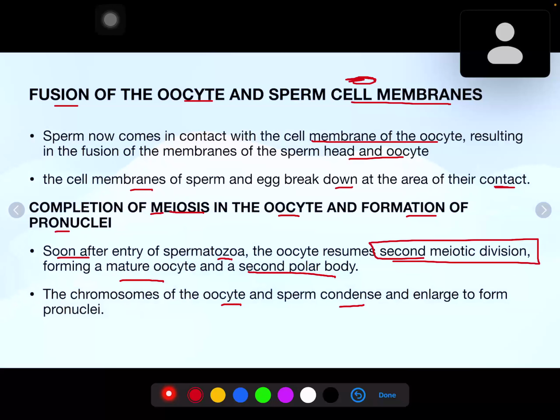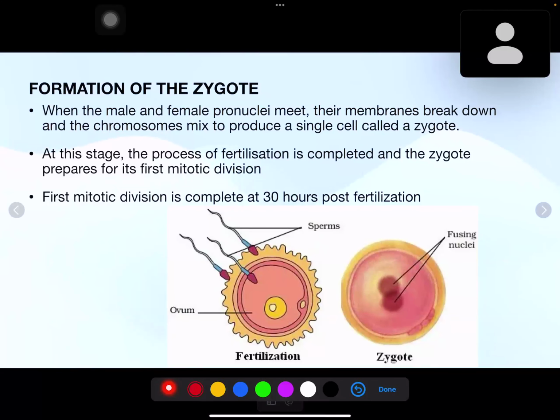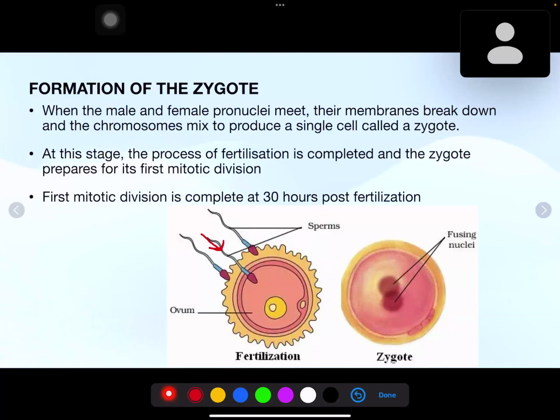So basically, at fertilization, the oocyte was suspended in prophase. The resumption of the second meiotic division of the oocyte happens after the sperm gains entry into the oocyte, and then the pronuclei form. If you see this, the sperm enters, and then the sperm nucleus and the ovum nucleus fuse. So the two cells form the zygote.